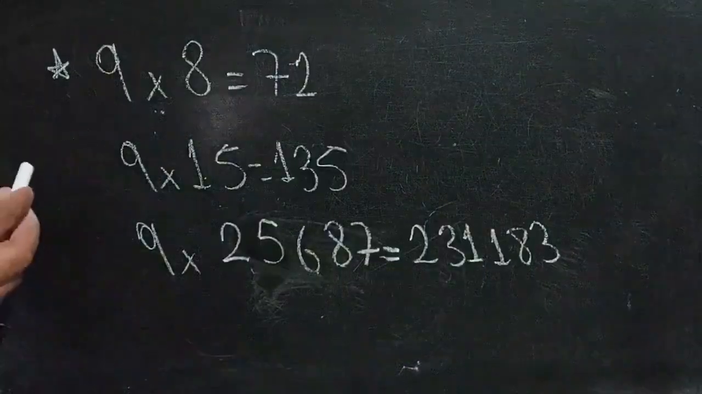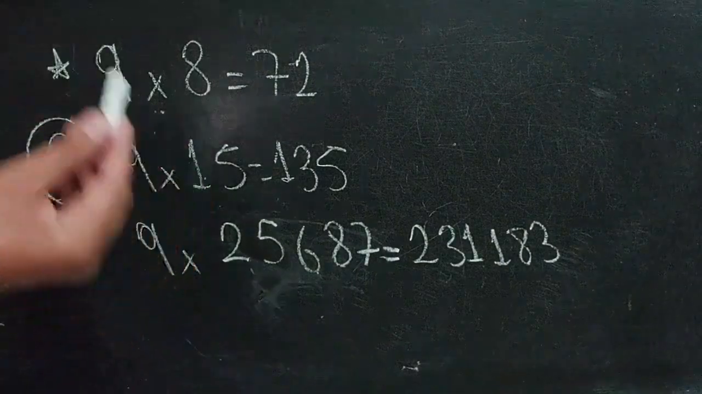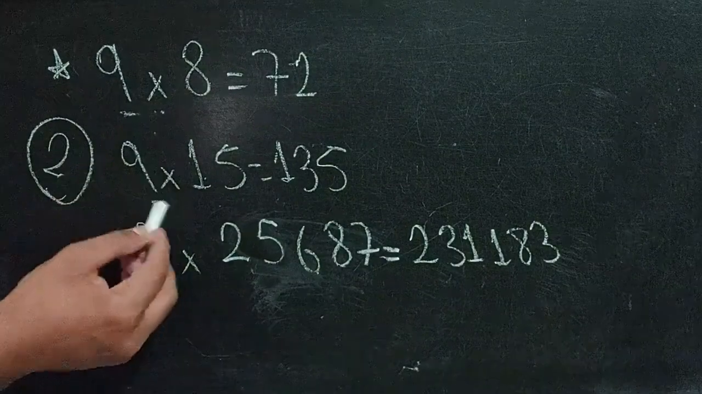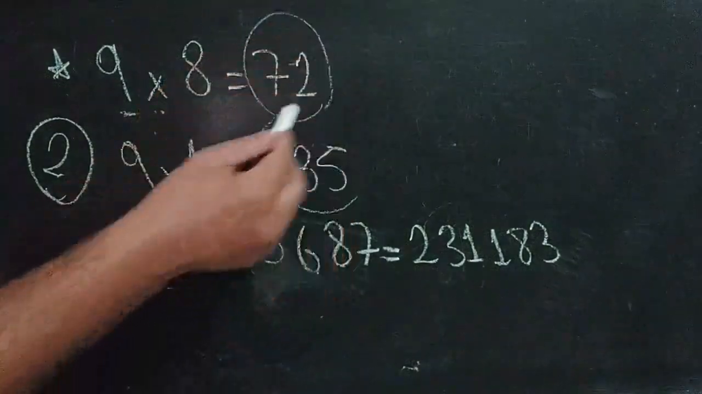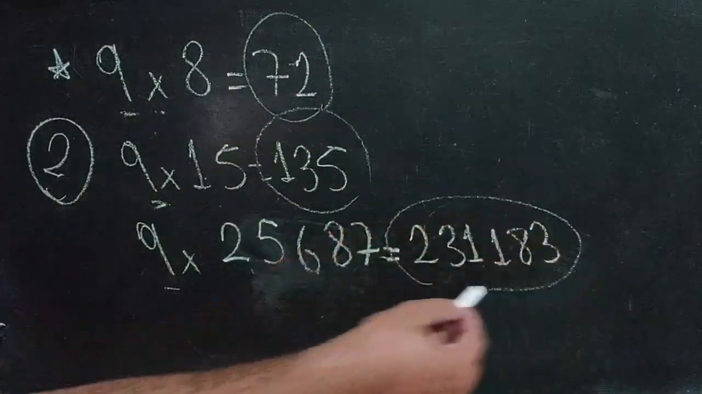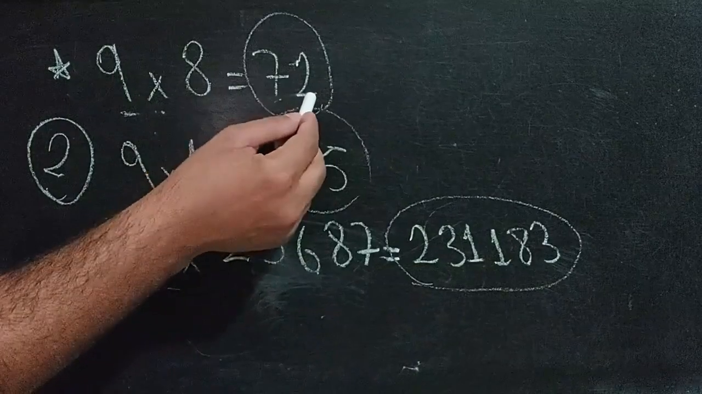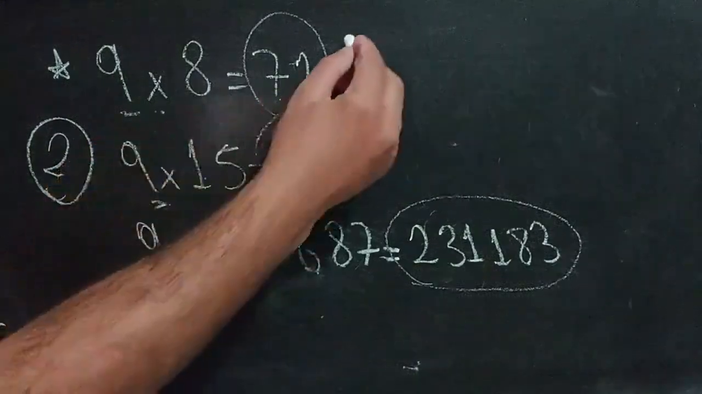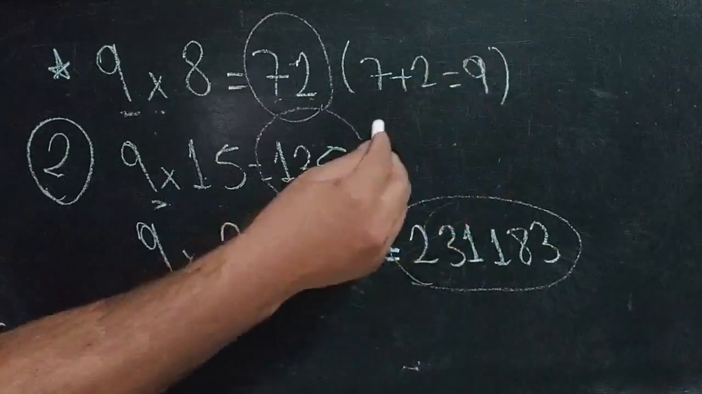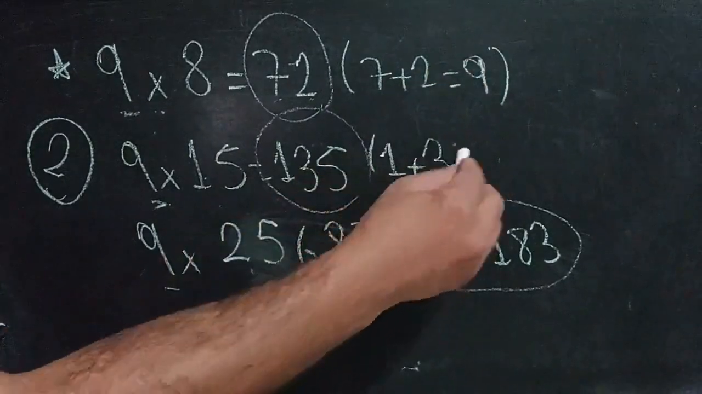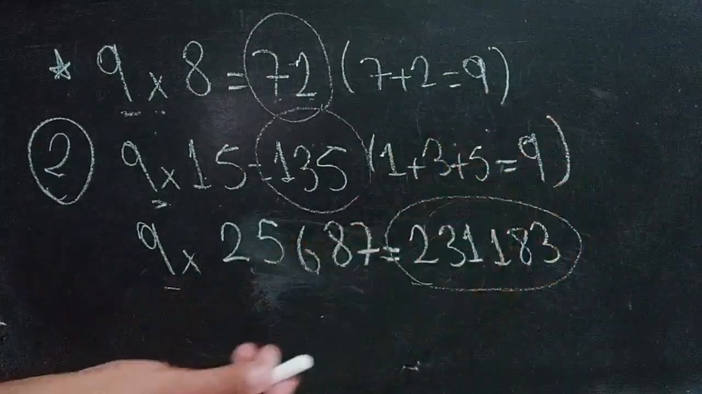So the second one is that when you multiply any number by 9 and get any result, doesn't matter what you have, the sum of digits of the result will be 9. 7 + 2 = 9, 1 + 3 + 5 = 9.